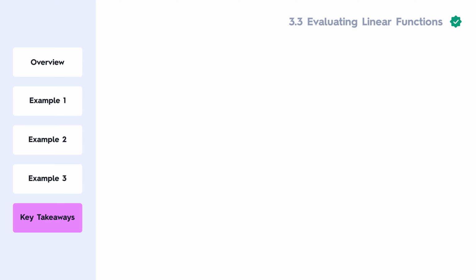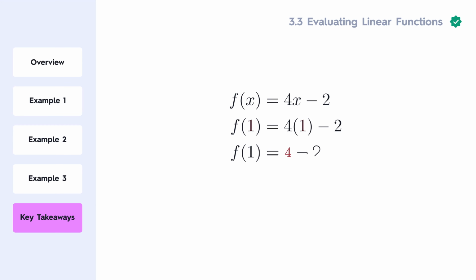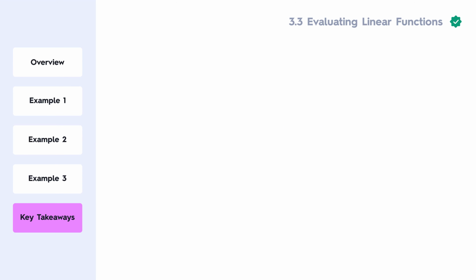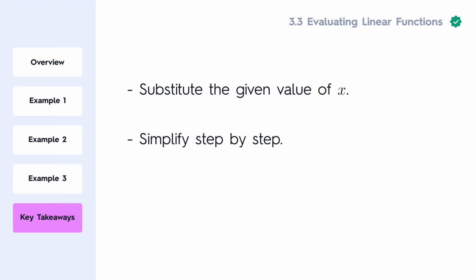Let's recap what we've learned today about evaluating linear functions. We explored how to substitute values into a linear function, simplify expressions, and find the output. In summary, whenever you are asked to evaluate a linear function, remember to substitute the given value of x or f of x into the equation. Simplify step by step, following the order of operations. Watch out for negative values, and double-check your work when combining them.